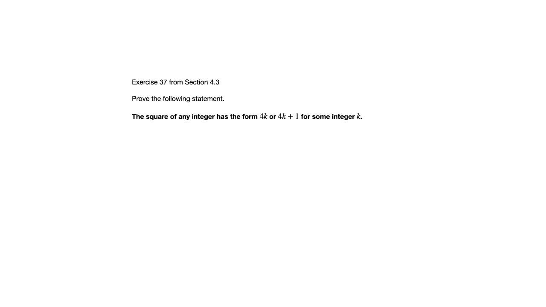So this is telling us something about squares of integers, that they do not fall into all four of those categories. They do not have all four possible remainders. They must be of the form 4k or 4k plus 1. And as we go through the proof, we're going to see why that is. So we begin by saying, suppose n is an integer.